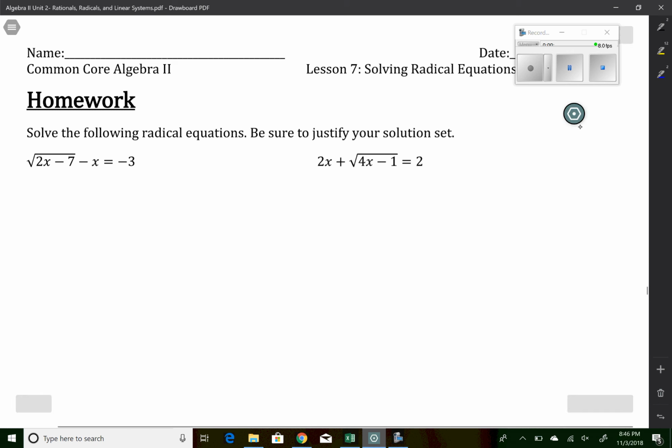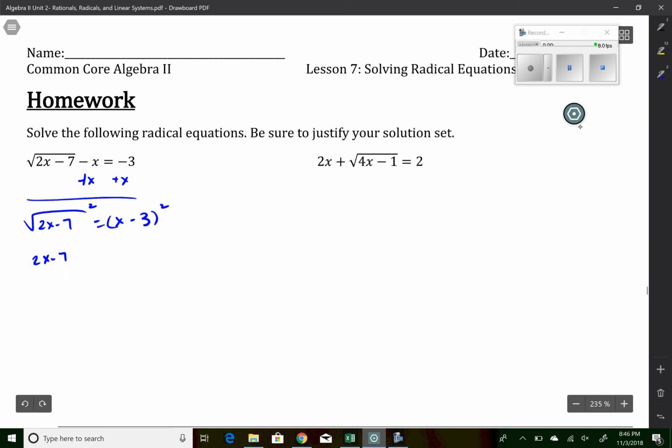For the first one, I'm going to add x to both sides. So I have the square root of 2x minus 7 is equal to x minus 3. Square both sides, and I have 2x minus 7 is equal to x minus 3 squared. For that, we want to either make our boxes or hopefully be able to do these with mental math, however you want to do it. So then I get x squared minus 6x plus 9.